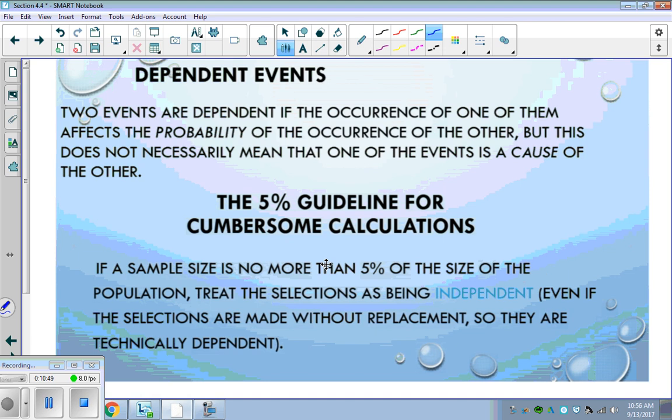So our guideline is if that sample size is no more than 5% of the size of the population. I'm only picking 2 girls out of 13,000. That's certainly less than 5%, isn't it? Because of that, I'm going to treat them as if they are independent events. So all I have to do is take the 8,293 out of 12,893 and square it, because I'm choosing 2. I don't have to do this calculation, then the next, then the next, then the next.